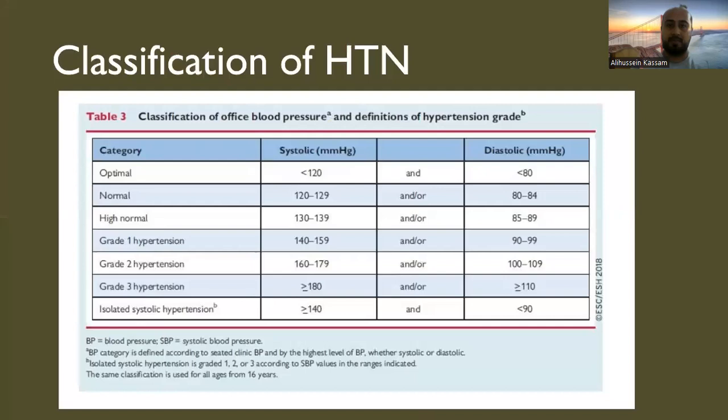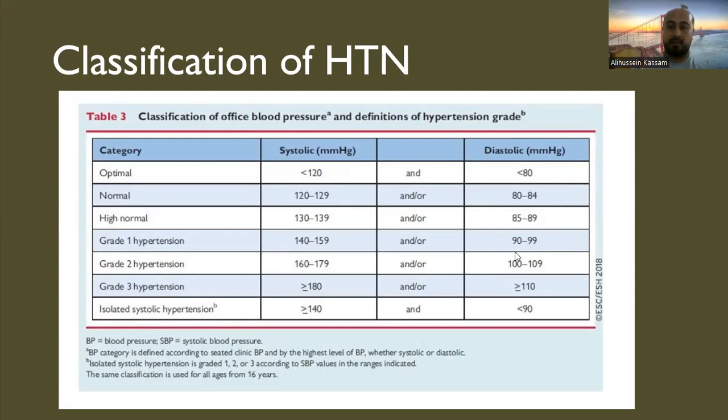The classification of hypertension remains more or less the same. As you can see, we have optimal, which is a systolic blood pressure of 120 and below and a diastolic pressure of 80. Coming to the high normal, which is 130 to 139 millimeters of mercury systolic, 85 to 89 diastolic. And then we have grade 1, 2, 3, which are 140 to 159, 160 to 179, and more than 180 systolic.